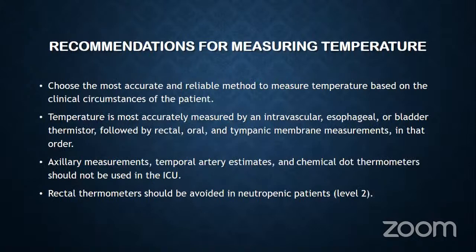So, recommendations for measuring temperature. Choose the most accurate and reliable method to measure the temperature based on the clinical circumstances and the patient. Temperature is most accurately measured by intravascular, esophageal, or bladder thermistors, followed by rectal, oral, and tympanic membrane measurements in that order. Axillary measurements, temporal artery estimates, and chemical dot thermometers should not be used in the ICU. Rectal thermometers should be avoided in neutropenic patients.